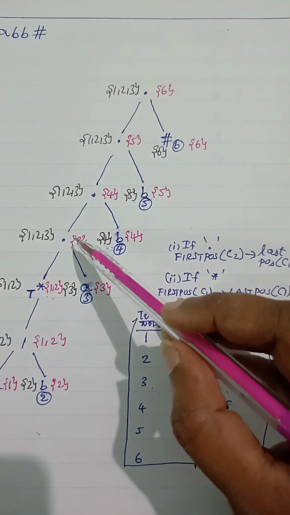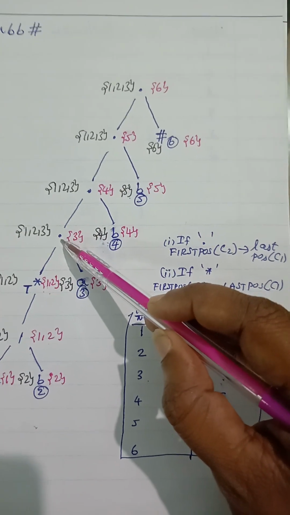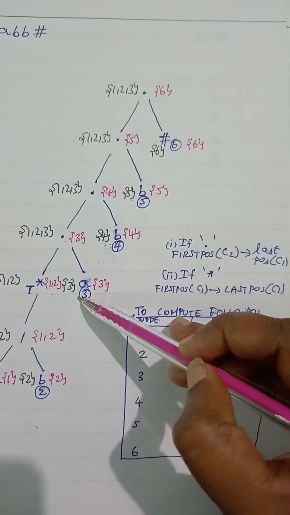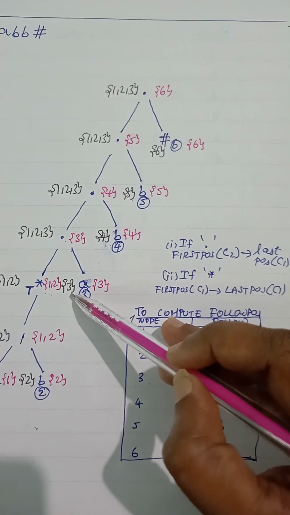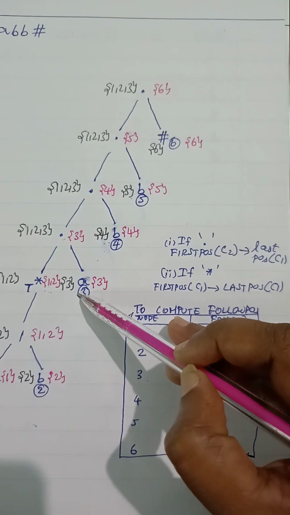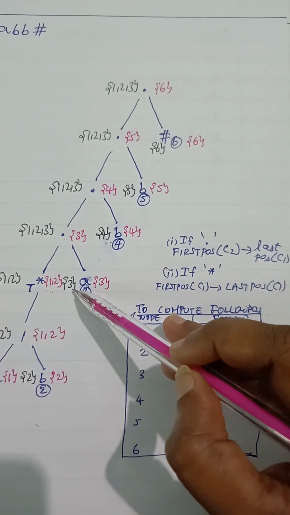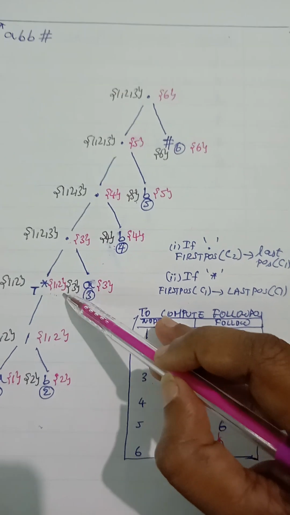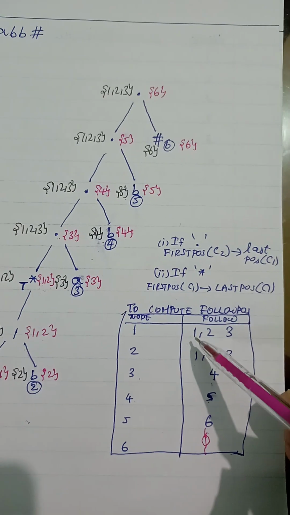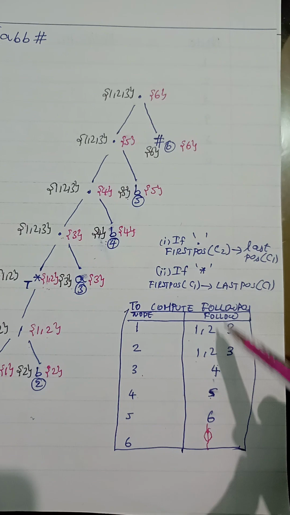So here I have missed only this dot node. The rule for dot node is first position of C2 to last position of C1. So I am going to write this 3 in both the nodes of 1 and 2. So I have written 3 in both the nodes of 1 and 2.